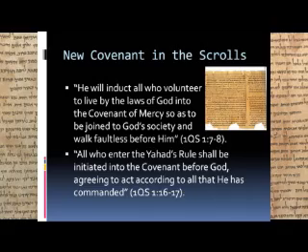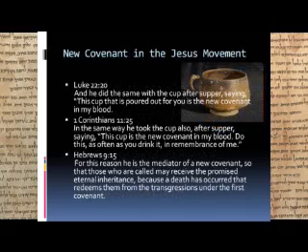Now let's turn to the Jesus movement. You will notice similar language, but a different kind of thrust. "And he did the same with the cup after supper, saying, 'This cup that is poured out for you is the new covenant in my blood.'" Same language, but different thrust, brought about by Jesus, not by the action of the people.